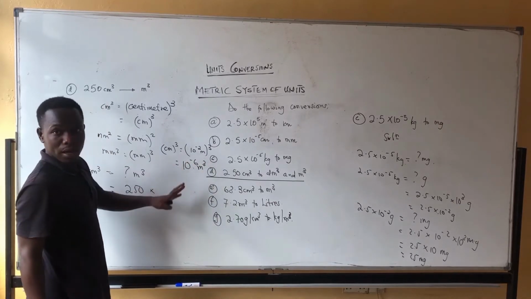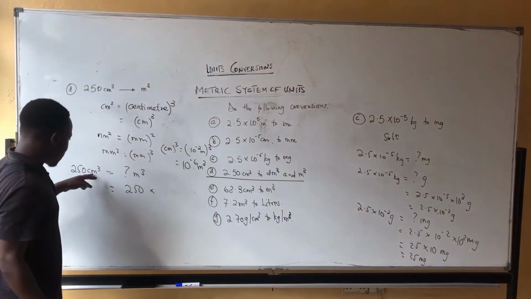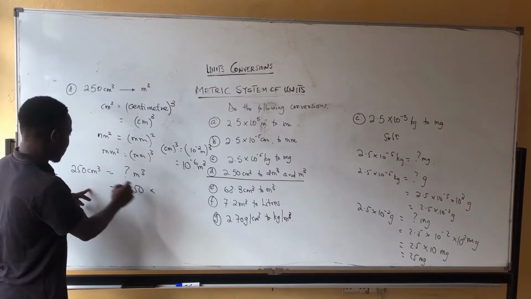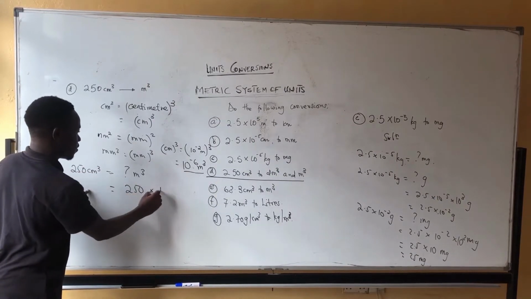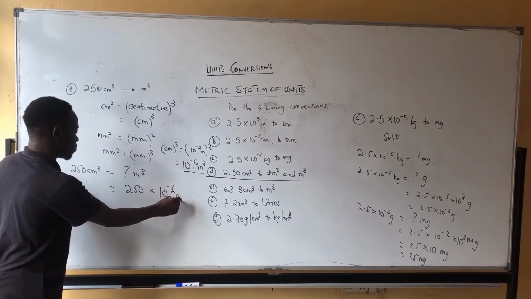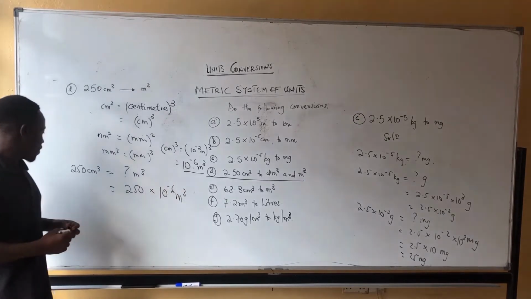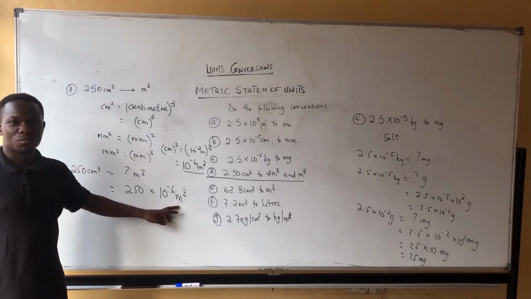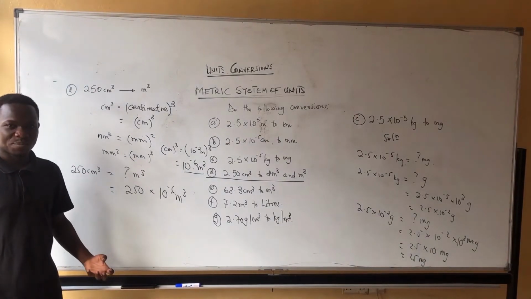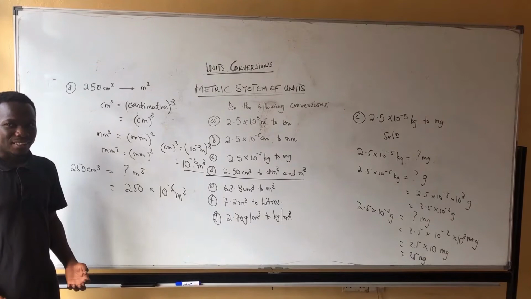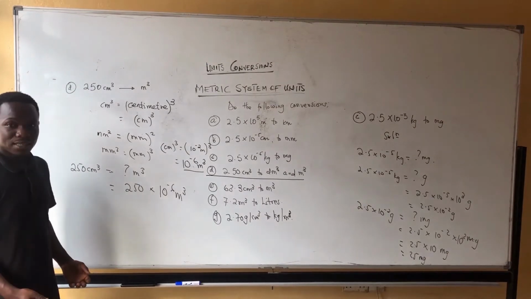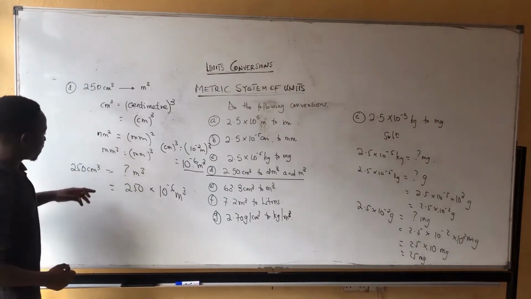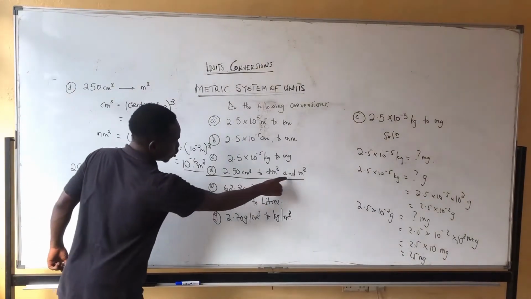If I expand the brackets, that means the value of centimeter cube is 10 to the power negative 6 meter cube. So I have converted 250 centimeter cube into meter cube by doing substitution. Isn't that simple? Alright. So how about converting from centimeter cube to decimeter cube?